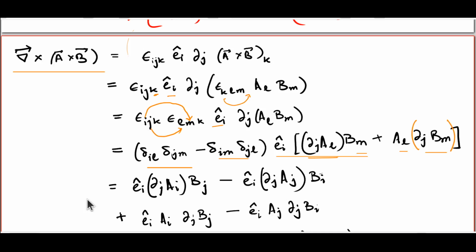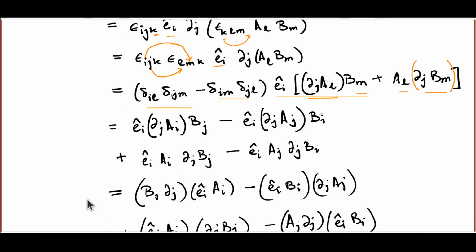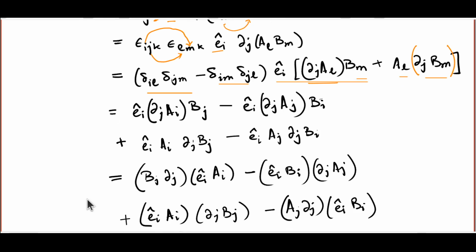What is left now is to write this in a more familiar form in terms of curls and divergences and so on. Now it's easy to see that at least here you have an EI BI which is a vector B, and you are multiplying that by del J AJ which is divergence of A. Similarly here you have EI AI which is the vector A, and you have del J BJ which is divergence of B.